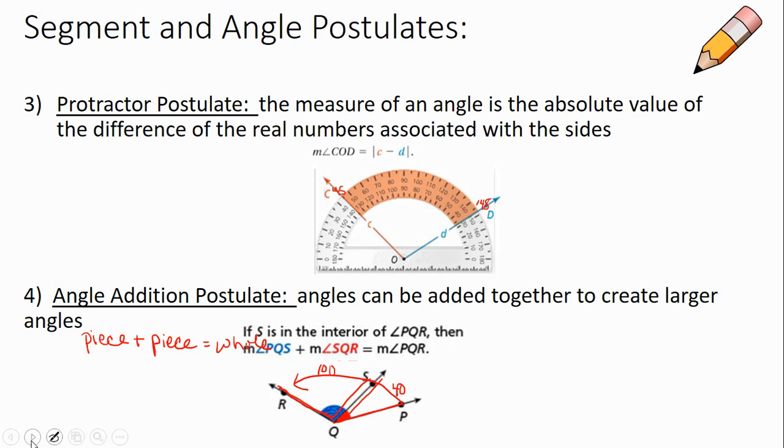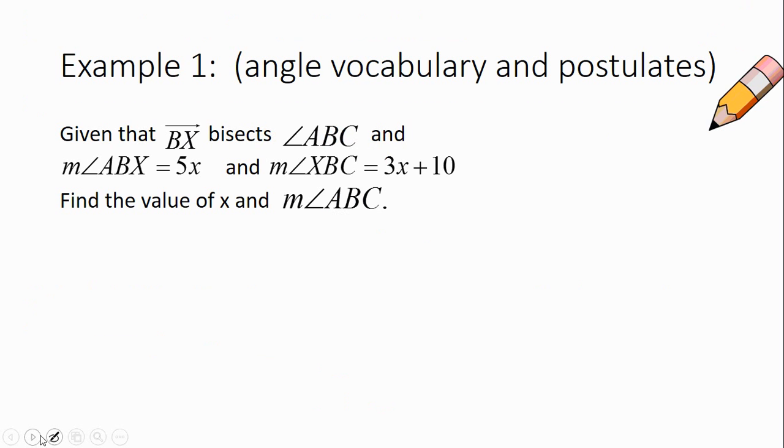So I can use these facts about rulers, protractors, angle addition, and segment addition to find missing lengths or degrees in diagrams. So here's another place where this algebra comes in. I need you to write this one in your notes. We don't have a picture, so we're going to create a picture here. We have example 1. We're going to use some angle vocabulary as well as some postulates here.